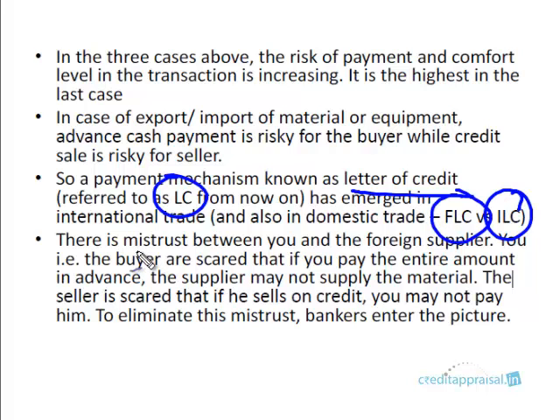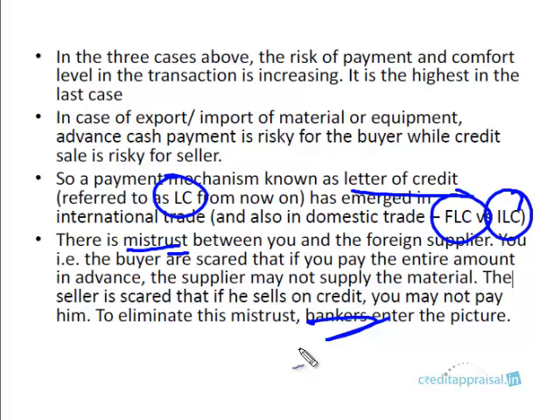So letter of credit is a payment mechanism. Why has it emerged? I told you, it is to replace the trust. There is a mistrust between the supplier and the buyer, the foreign parties. Let us restrict ourselves to international trade. So you are a domestic buyer based in India. There is a foreign supplier, a machinery supplier in Germany. Now there is a mistrust between both of you. You as a buyer are scared that if you pay the amount, the machine may not arrive, or it's a faulty machine. The seller is scared that if he gives it on credit and the buyer doesn't pay, it's very difficult to get that money back. So enter the bankers. The bankers come into the picture. So LC is a payment mechanism to replace this mistrust between the foreign parties.